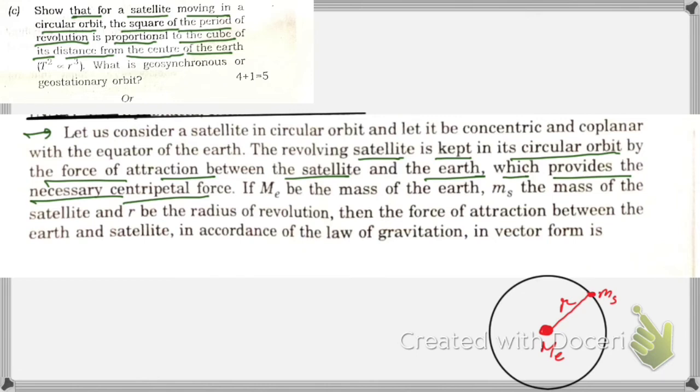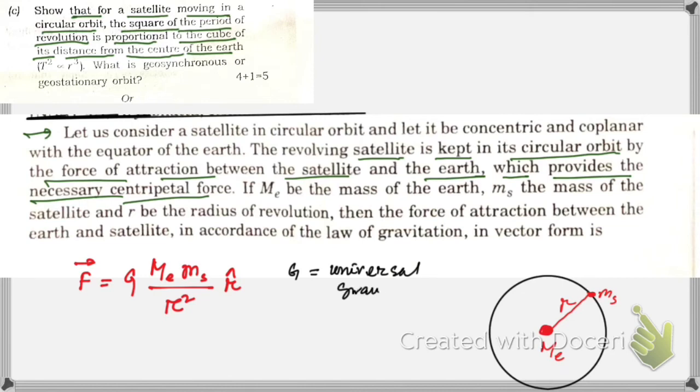Which is given by F is equal to G M e m s by r square r cap. So r cap is the unit vector along the radius r, right? Here capital G is the universal gravitational constant. Let me write properly: universal gravitational constant, right?